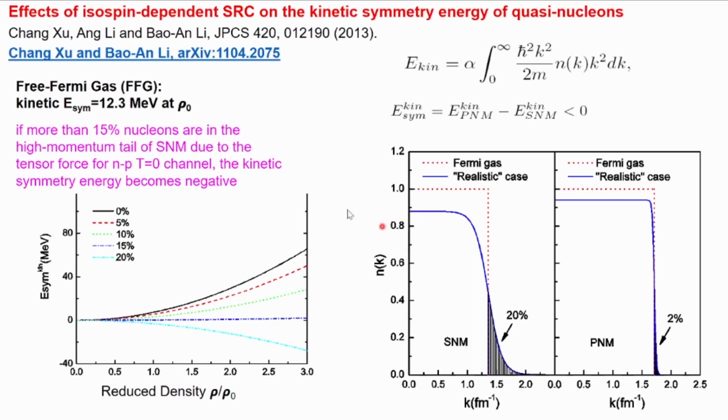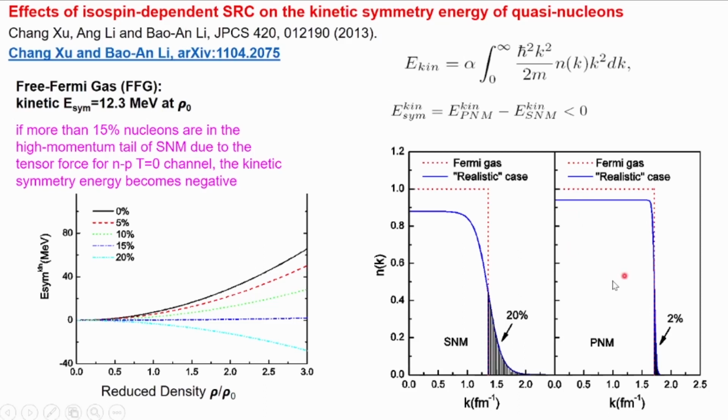So now let's look in more detail at how the short-range correlation may affect the symmetry energy. I have shown you on my first slide, the symmetry energy is basically the energy difference between the energy per nucleon in pure neutron matter and symmetric nuclear matter. Remember, I discussed that the contribution to the formation of the high momentum tail due to the repulsive core is very small compared to the one due to short-range correlation.